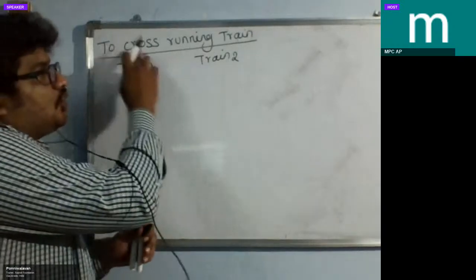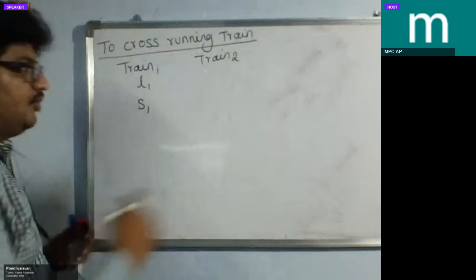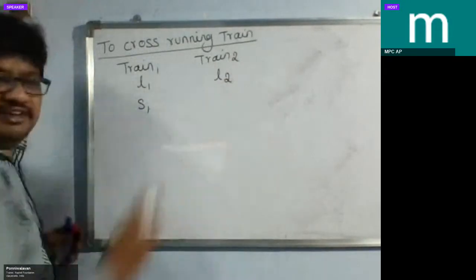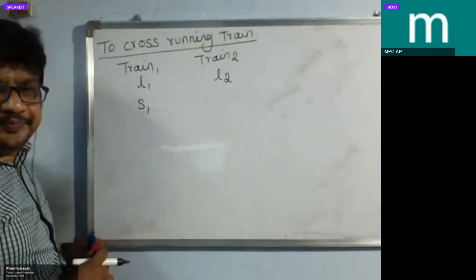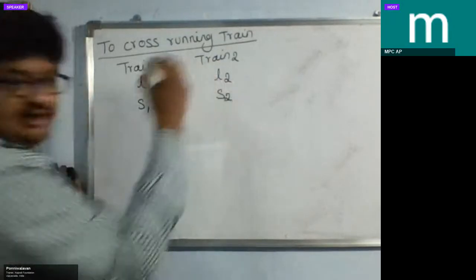Time taken to cross the running train. So these are all moving. Okay, so the second train will have a length L2. Does it have a speed? Yes, it has a speed because it is a running train.